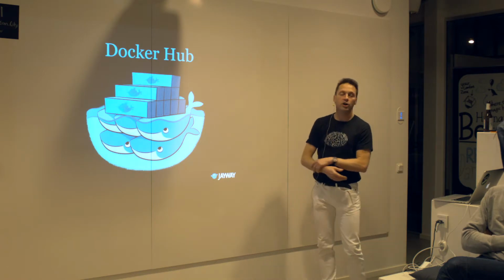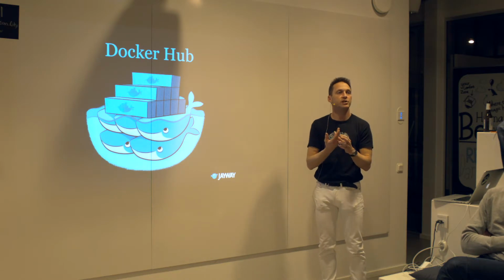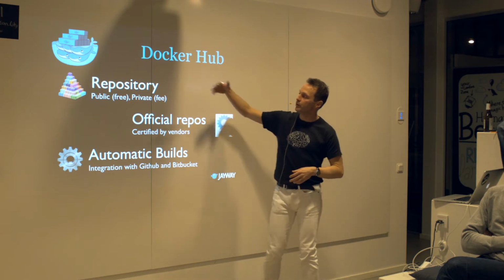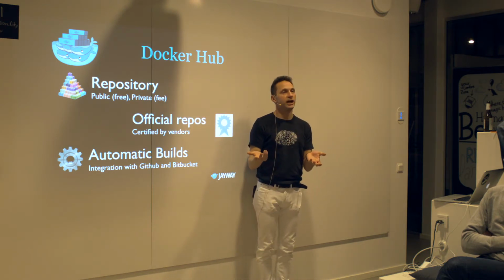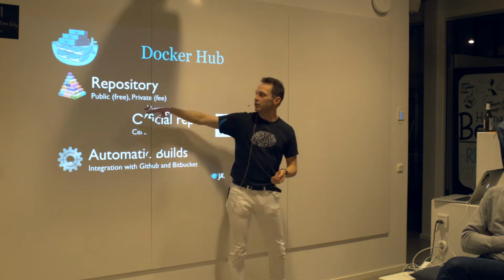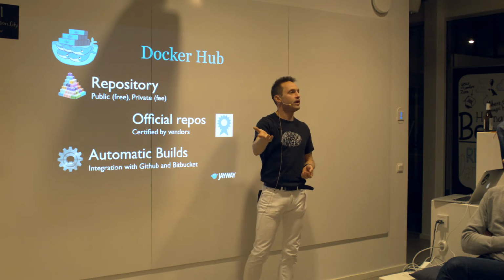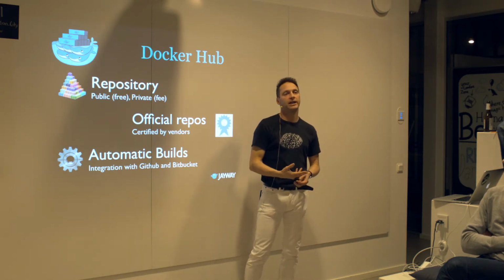Okay, so Docker Hub. Docker Hub is the official image registry. And it's a repository where you can store public images. You can store as many as you like. And you can also store private images. You can store one for free or as many as you like if you pay for it.